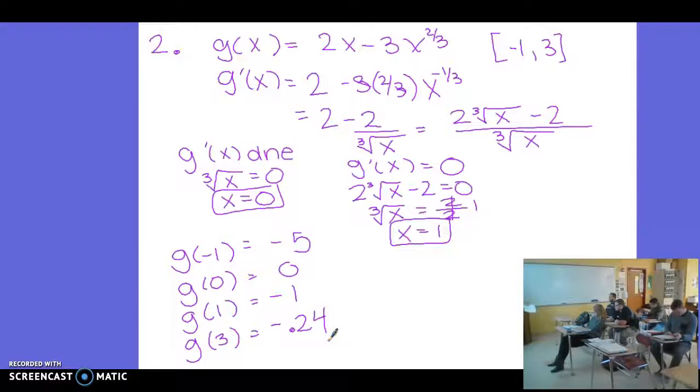Which doesn't matter anyways, because I know right here that negative 5 is going to be more negative than this, and then my highest is going to be at 0. So this right here is the absolute min, and (0, 0) is my absolute max. There will be no point higher on g in that closed interval of negative 1 to 3 than (0, 0). So this is like a small snapshot of this graph.